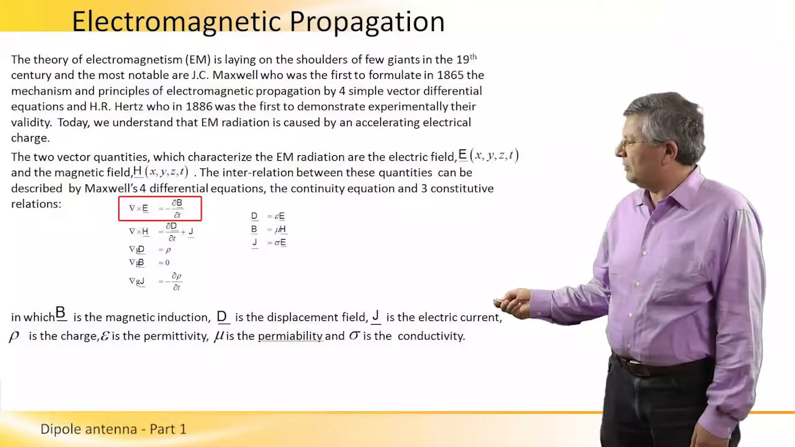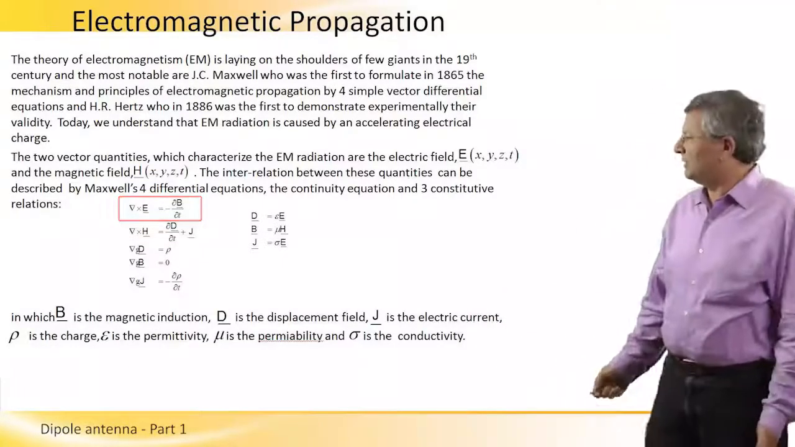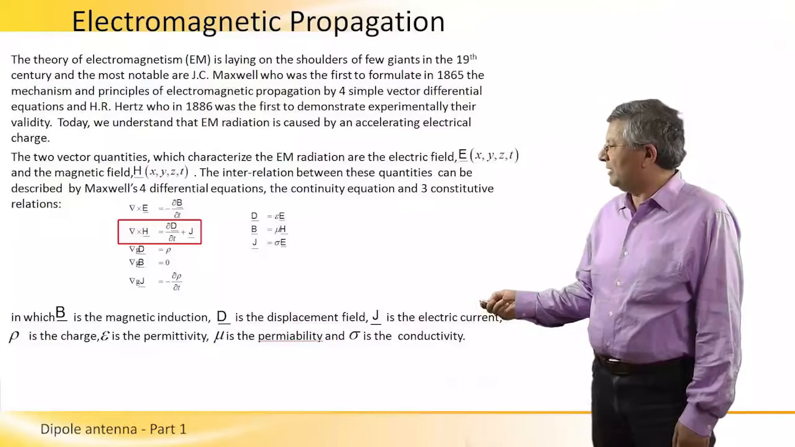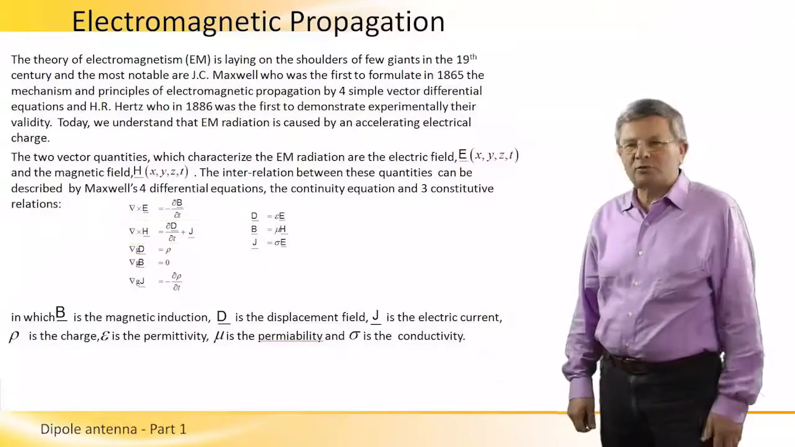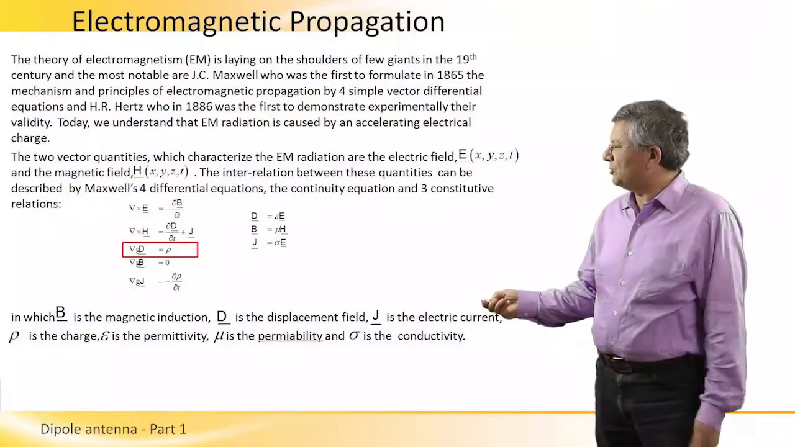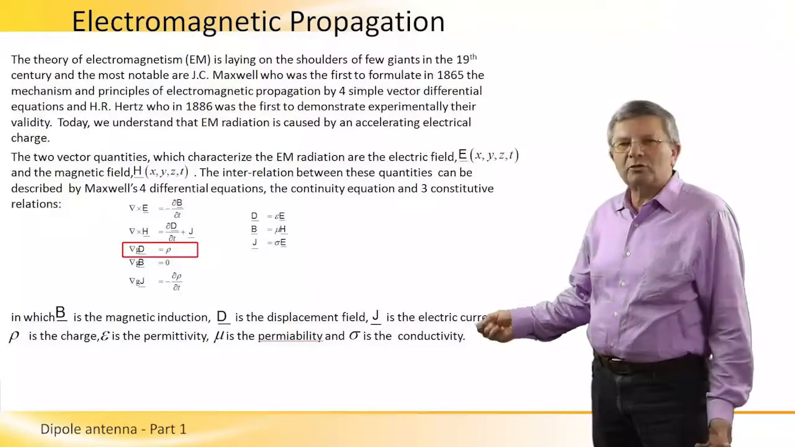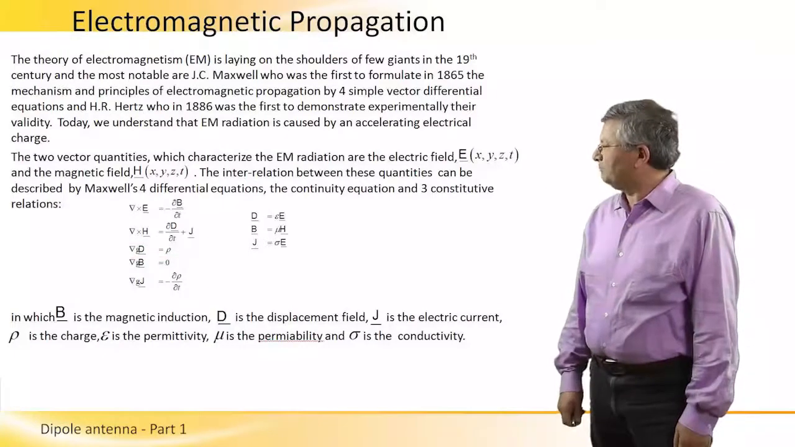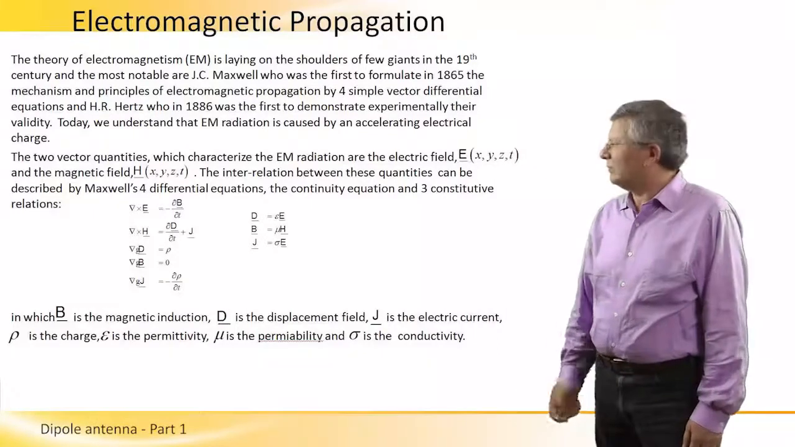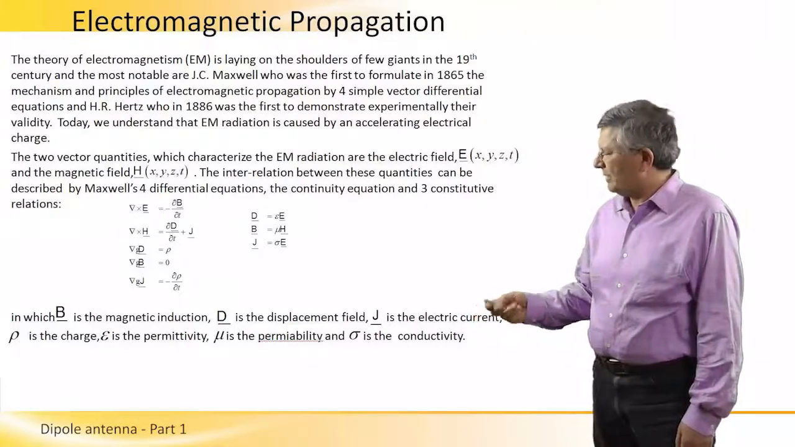Rotor E equals minus the derivative of the magnetic induction, which is also called Faraday's law. Rotor H equals the derivative of the displacement field plus J, the electric current, which is also called Ampere's law. Divergence D equals rho, the electric charge, which is also called Gauss's law for the displacement field, and divergence B equals 0, which is also called Gauss's law for the magnetic induction.